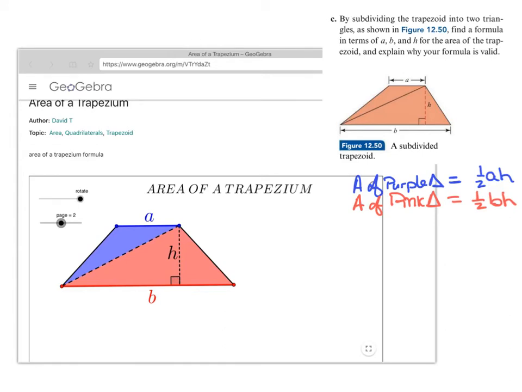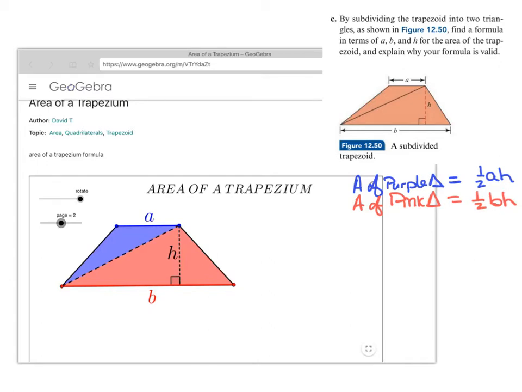In this problem, letter C, we're going to subdivide the trapezoid into these triangles. You will notice that the purple triangle has a base of A and a height of H. There's the same height here. We drop the altitude right there. And the pink triangle has a base of B and a height of H. So basically we have 2 triangles here, the purple one, whose area would be 1/2 AH, and the pink one whose area would be 1/2 BH. Those combined together would be the area of the trapezoid.